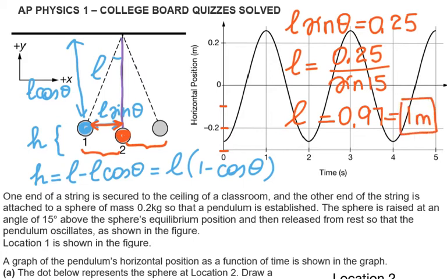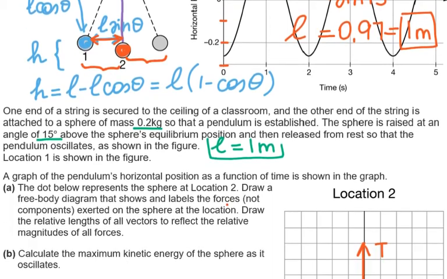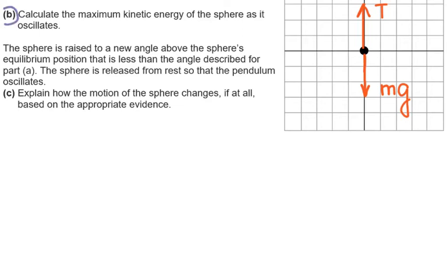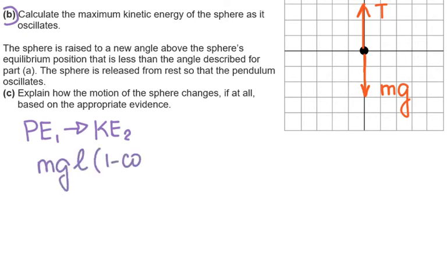So your L is 1 meter, and the other information that is given: mass is 0.2 kilogram, angle 15 degrees, and I know now that L is equal to 1 meter. So if I go back and see what they asked me next, calculate the maximum kinetic energy of the sphere. For part B, the gravitational potential energy at 1 is going to go to the kinetic energy at 2. So I have mg, and instead of h, I have L times (1 minus cosine theta), equal to 1/2 mv squared, the velocity at point 2. The two masses can be cancelled.